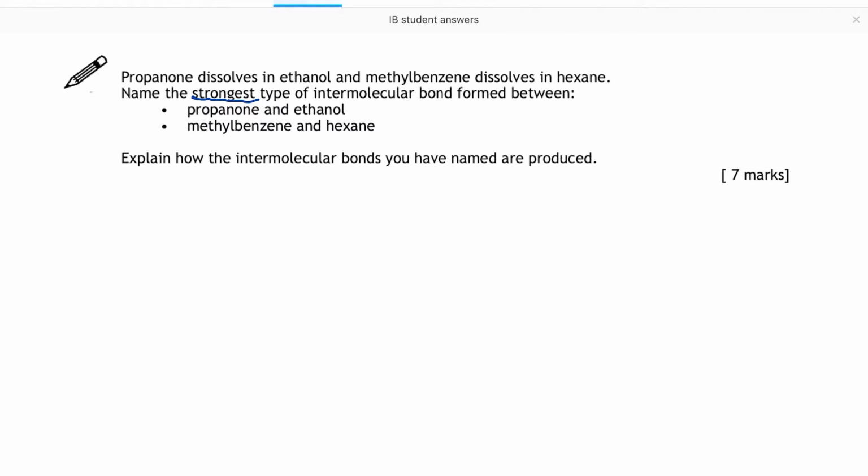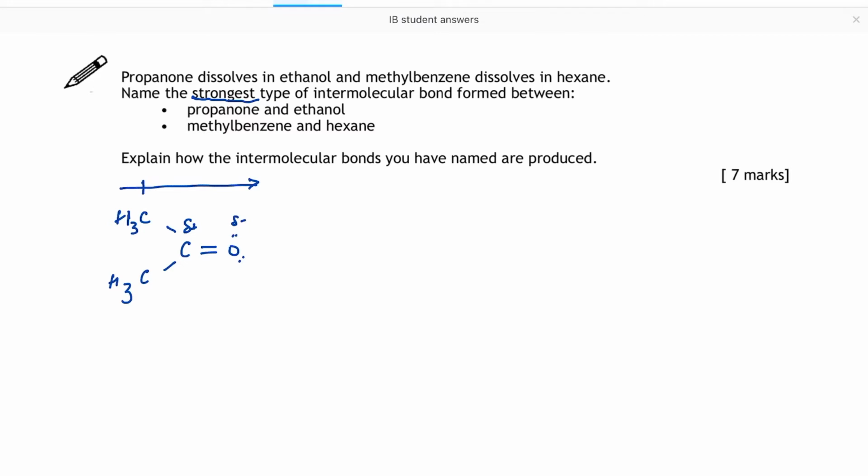So propanone looks like this. We've got 2 methyl groups, CH3, double bond to an oxygen. We know that oxygen has lone pairs. Clearly, we've got a delta plus, delta minus situation here. So within propanone, and looking at the shape as well, I definitely have a permanent dipole.